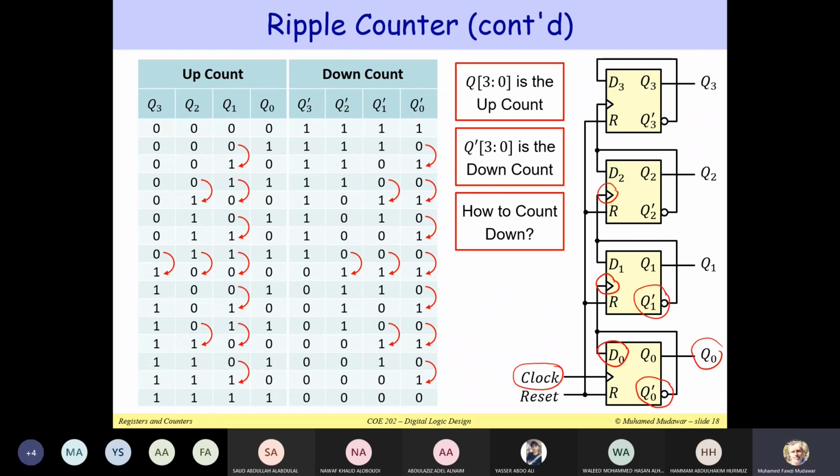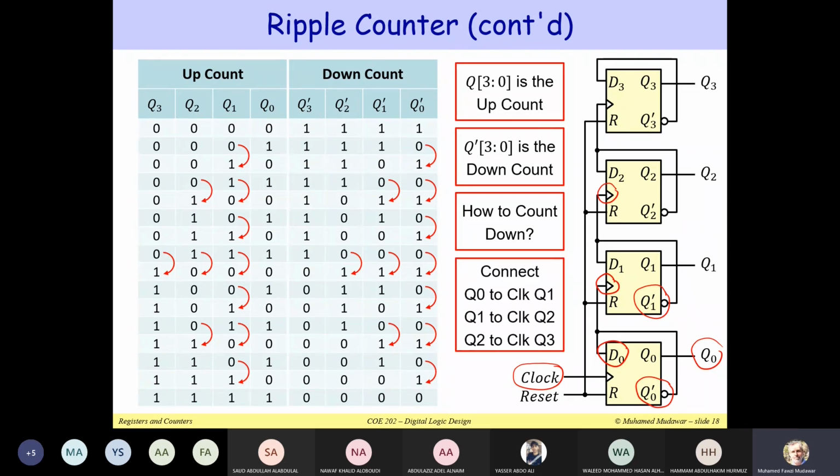If I would like to reverse this, to make Q count down and Q prime count up, we can simply connect Q0 to the clock input. I can take Q1 and connect it to the clock input. The same thing for Q2, connected to the clock input. So we have to change the wiring, and this way we can reverse the counting. We can make Q count down and Q prime count up.